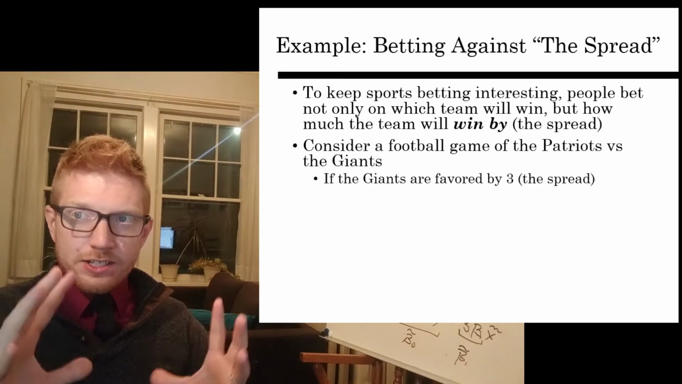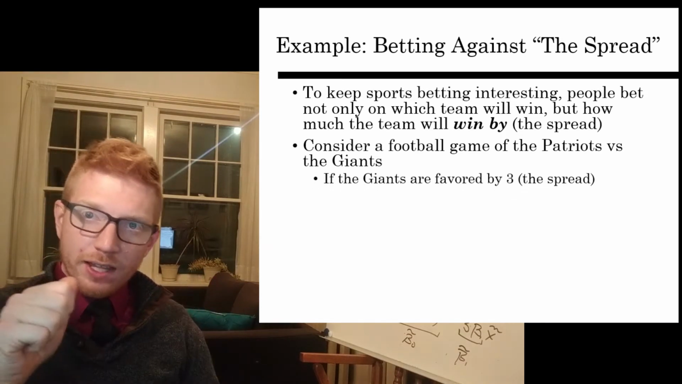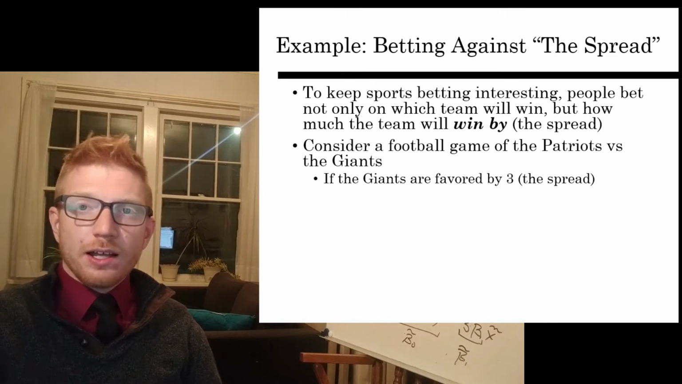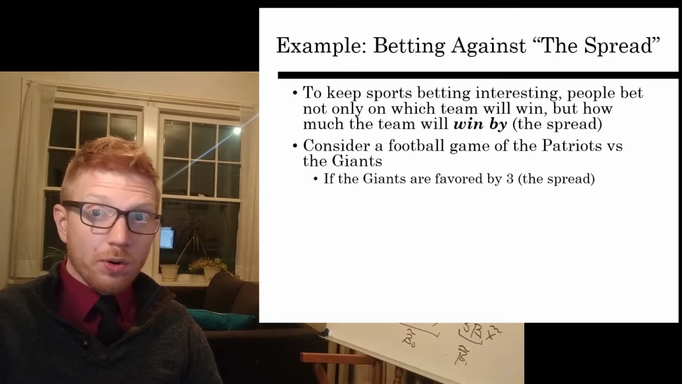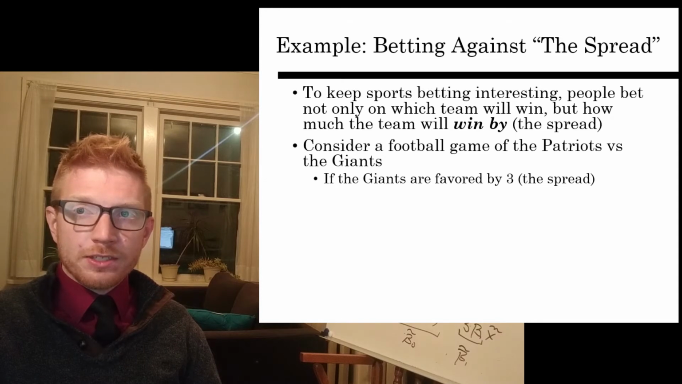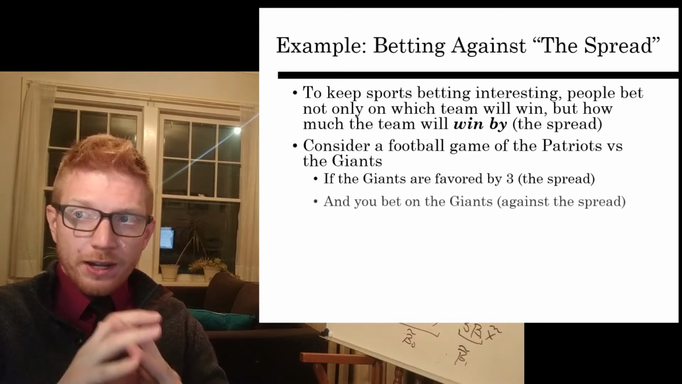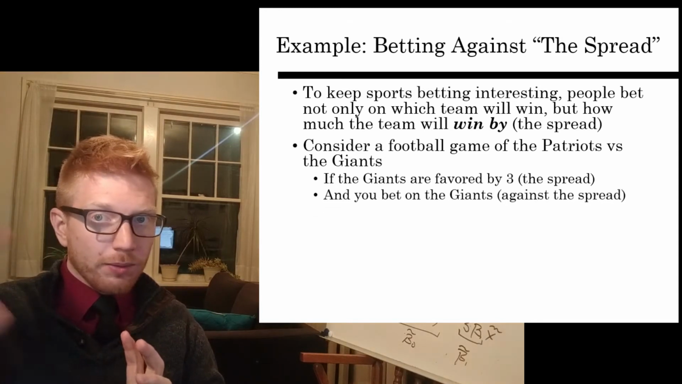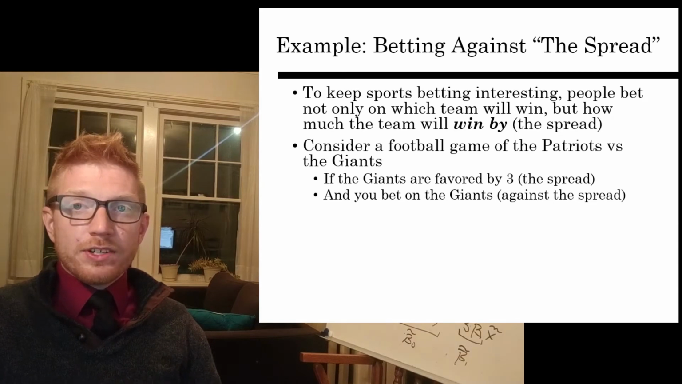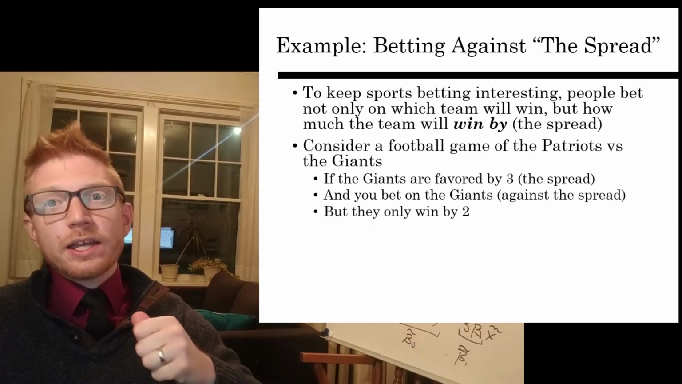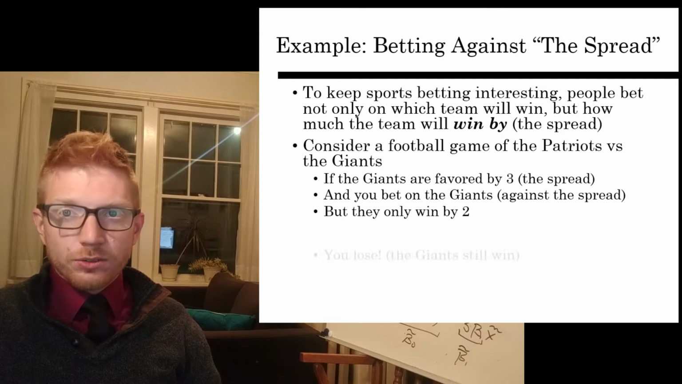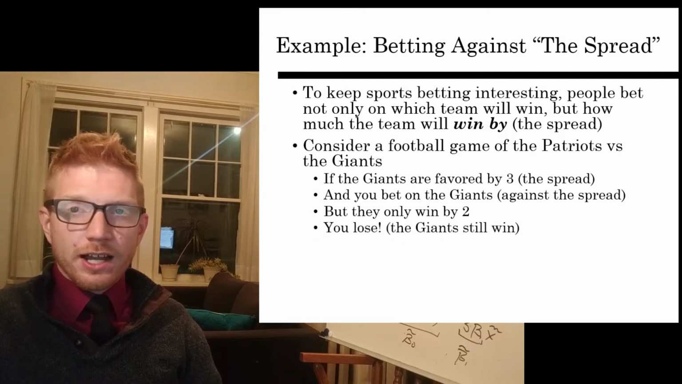And let's say that the Giants are favored by 3. Now that 3 is the spread. They need to win by more than that in order to beat the spread. If you bet on the Giants to not only win, but to beat the spread, but the Giants win by 2, you actually lose. You lose that bet, though the Giants still win.